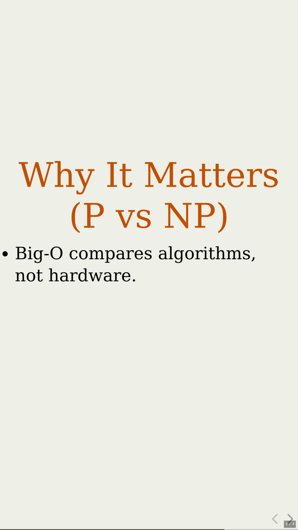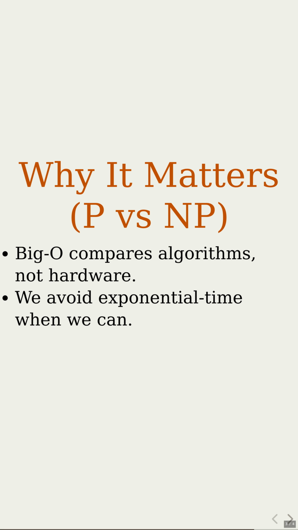So, improving the code can be more important than upgrading the computer. That's why we try to avoid algorithms that take exponential time whenever possible, especially as data sizes grow. Otherwise, our applications slow down as soon as real users start using them.